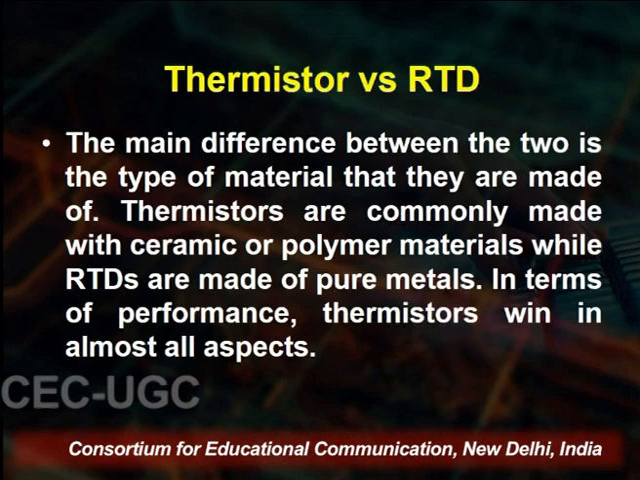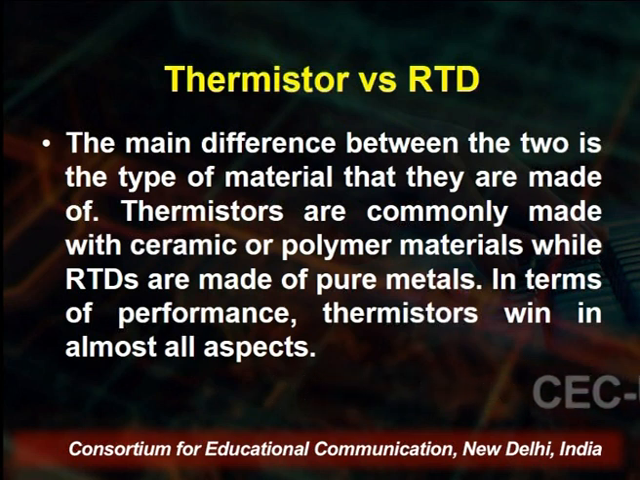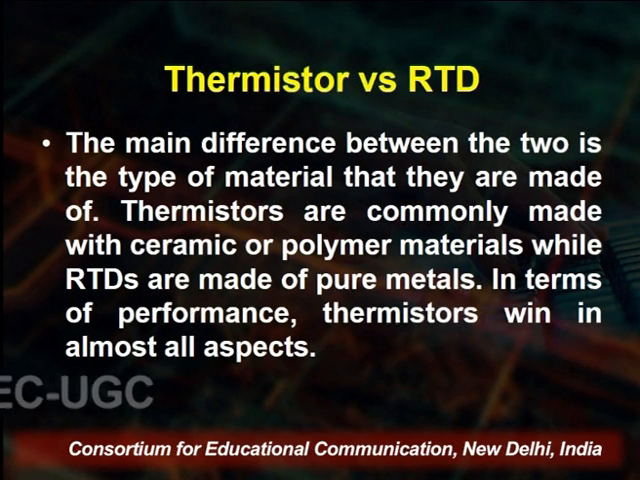The main difference between the two is the type of material used in the construction of the thermistor and the RTD. Thermistors are commonly made with ceramic or polymer materials, while RTDs are made of pure metals. In terms of performance, the thermistor performs better as compared to the RTD. Thermistors are more accurate, cheaper and have a faster response time than RTDs.